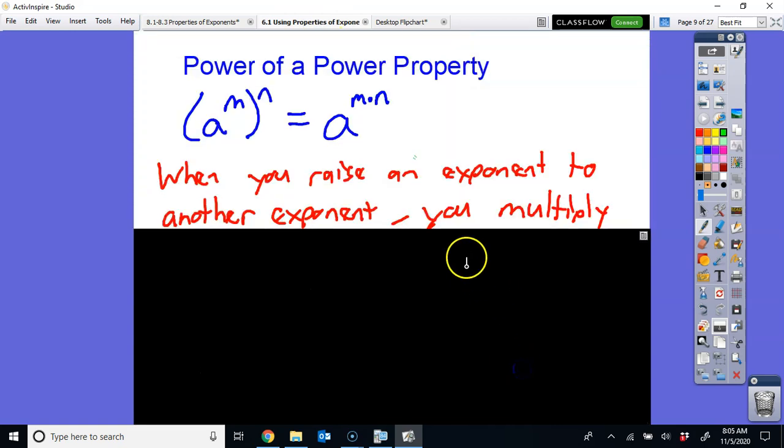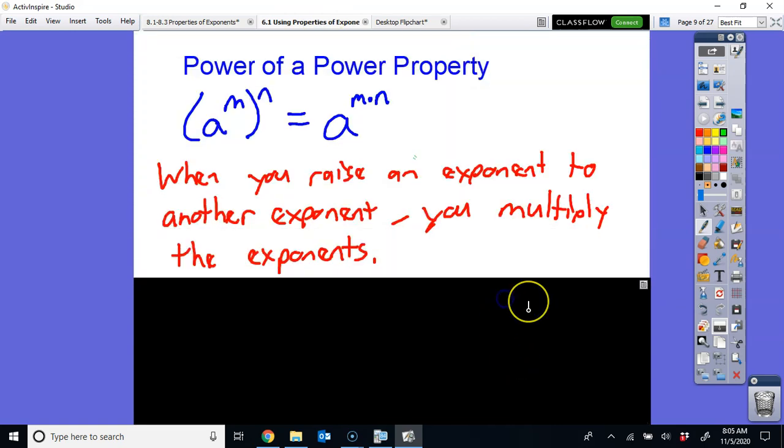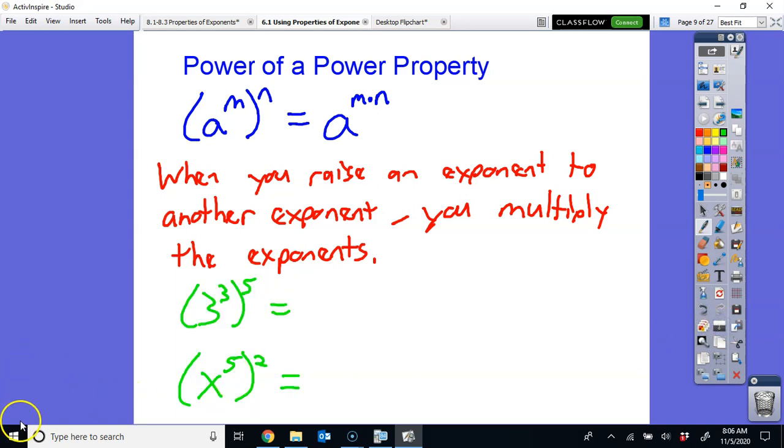It says when you raise an exponent to another exponent, you multiply the exponents. So when you raise a power to a power, you multiply. Or raise an exponent to another exponent, you multiply the exponents. Notice you don't multiply the base. You only multiply the exponent. So after you've copied this down, we're going to do these examples.